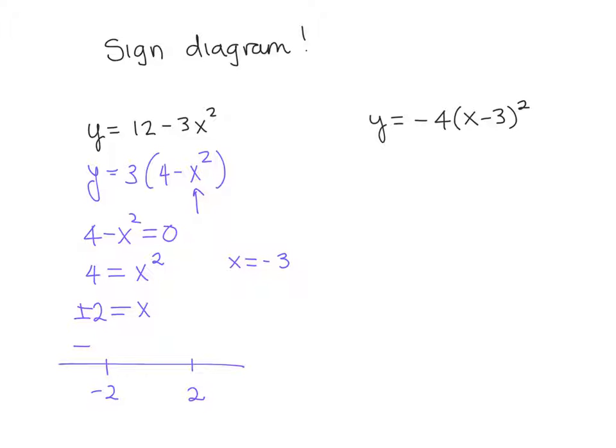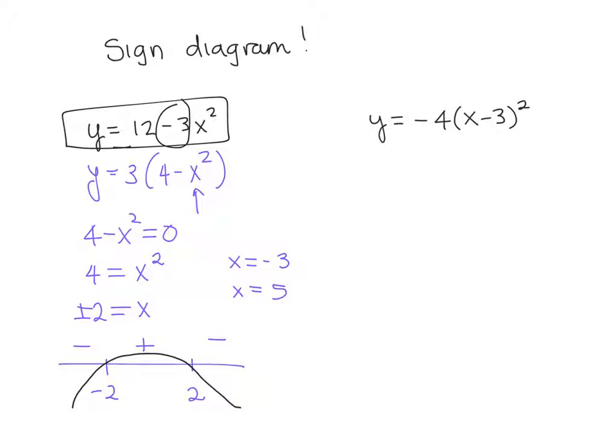In between negative 2 and 2, such as 0, we have 3 times 4, that's a positive. And something greater than 2, such as x equal to 5. 5 squared is 25. 4 minus 25 is a negative number, so positive times negative is negative. So this graph will be concave down. And if you look at the original function, yes, it is concave down because of this negative 3.